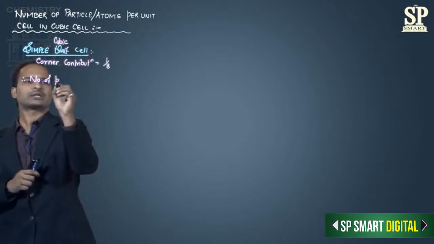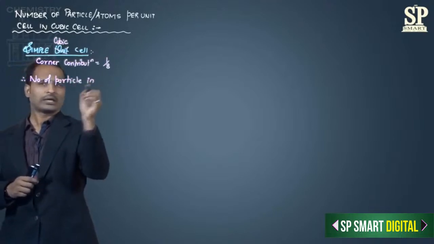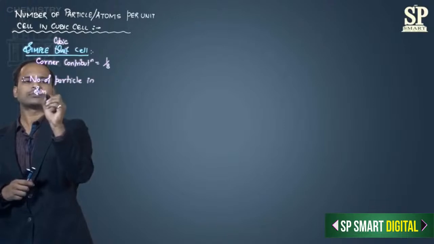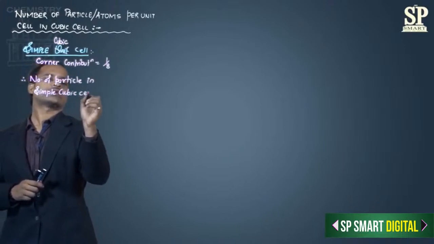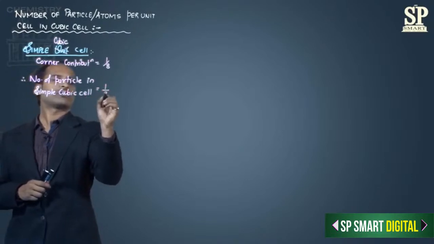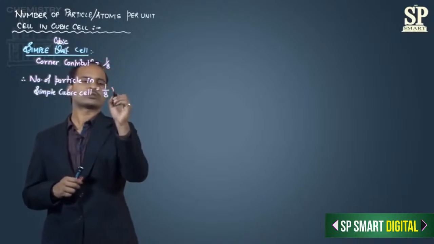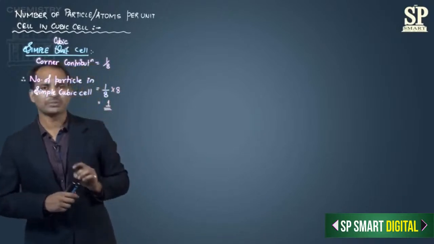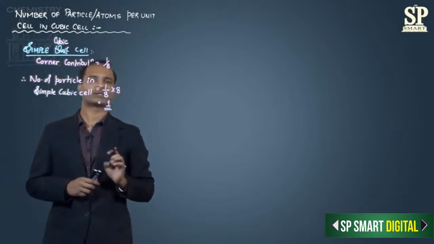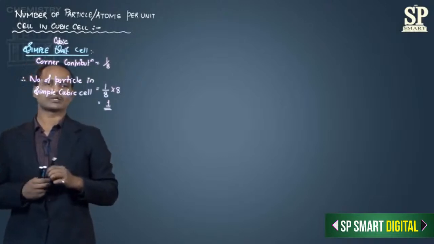So the number of particles in a simple cubic cell is equal to: from every corner we have 1/8 particle, and there are a total of 8 corners, so 1/8 into 8, that is 1 particle. So how many particles does a simple cubic cell contain? The answer is 1. So this is about the simple cubic cell.